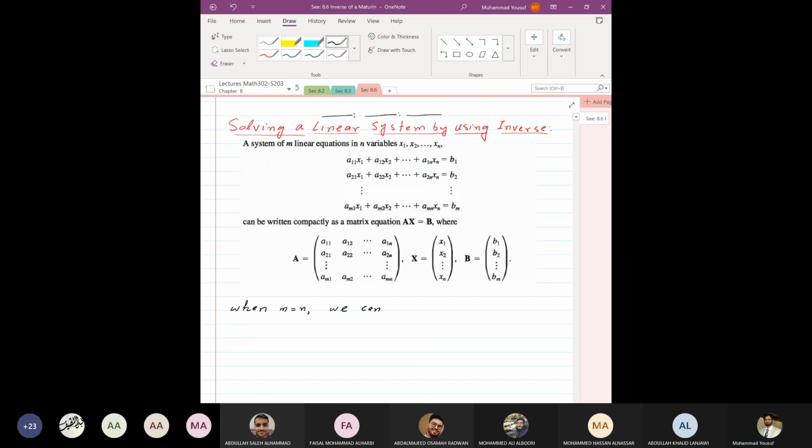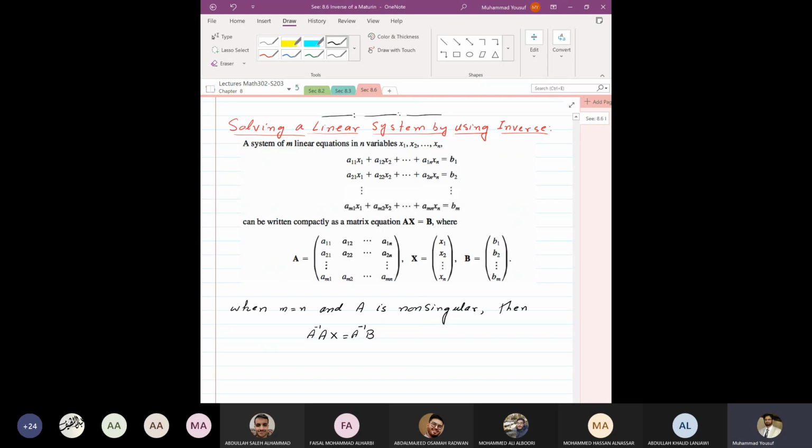When N is equal to M and A is non-singular, then we can solve this system Ax is equal to B by multiplying with A inverse from the left-hand side to this equation.